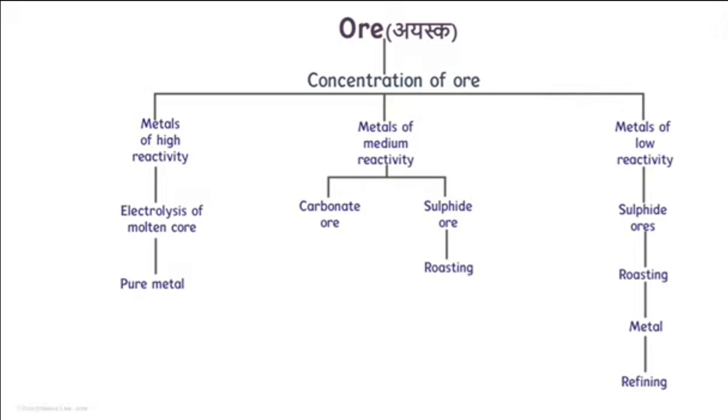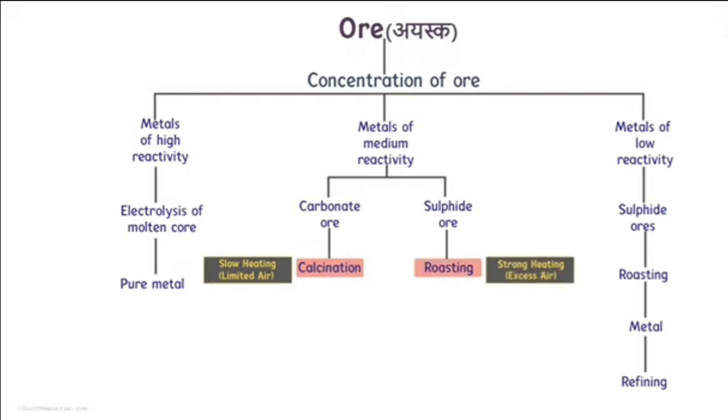For sulfide ore, we do roasting, and for carbonate ore, we do calcination. Roasting is the process in which strong heating is done in the presence of air, and calcination is the slow heating of ore in limited or absence of air. In both cases, we get the oxides of the metal. So, roasting is done for sulfide ore and calcination is done for carbonate ore.